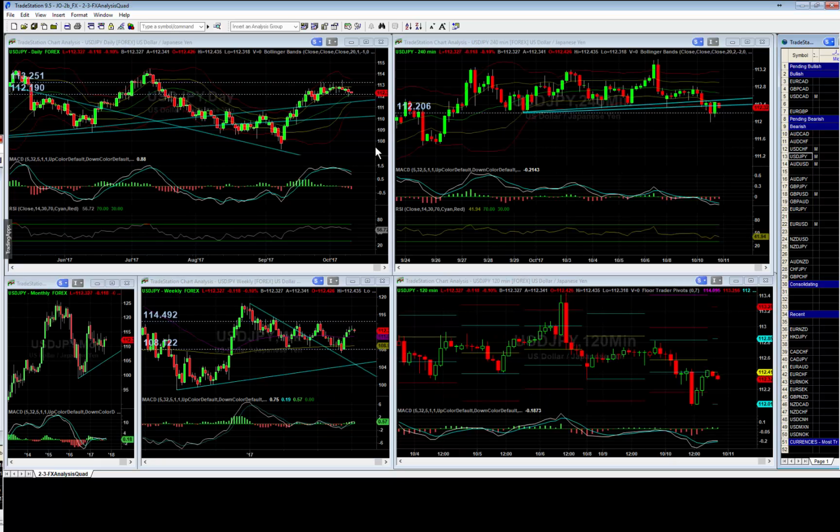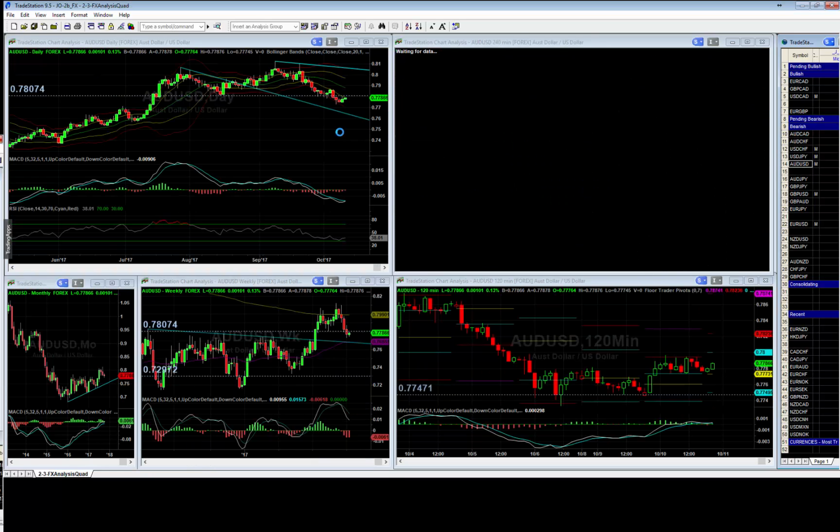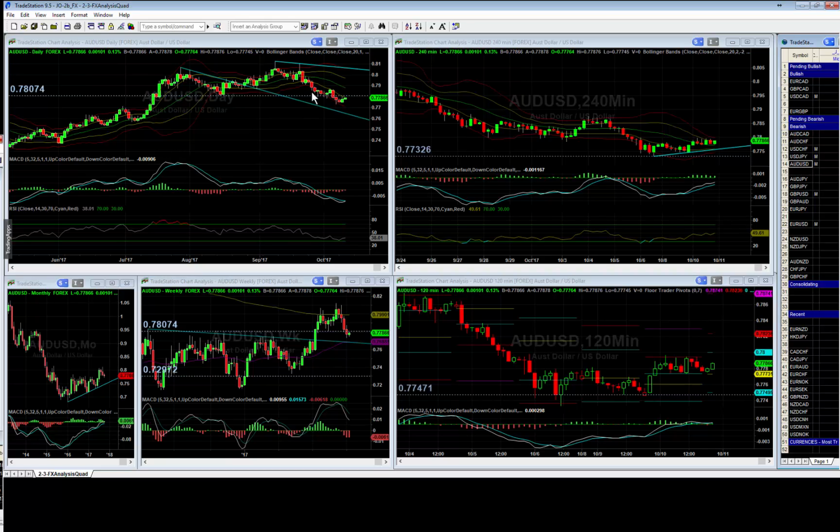And the US dollar yen, this one's interesting because we've broken through a couple of trend lines on our 4-hour chart, and we've poked through this previous support at 112.206 and pulled back a little bit. So if we can get a break below the previous bar's low, it could be a potential entry to run this one lower.